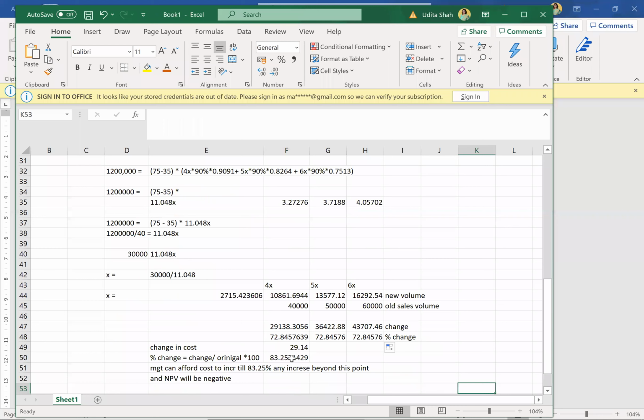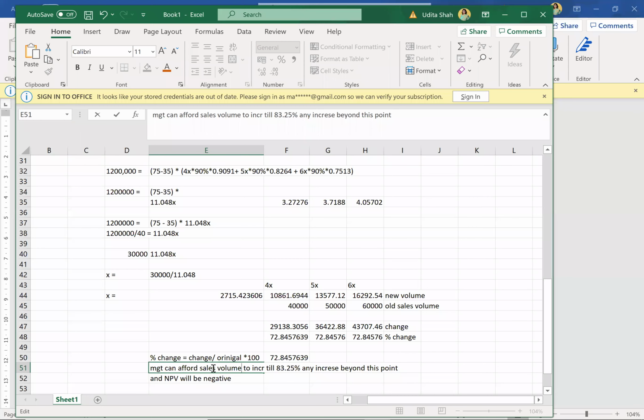Percentage change equals 72.84. So management can afford the sales volume to decrease till 72.84%, and any decrease beyond this point and NPV will become 0.